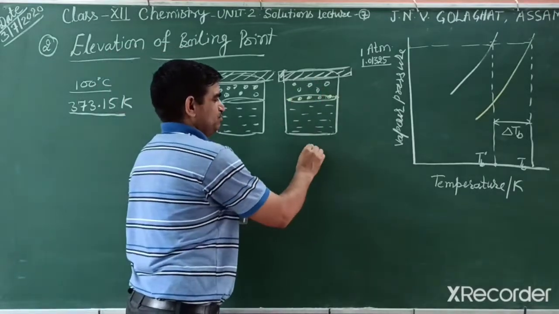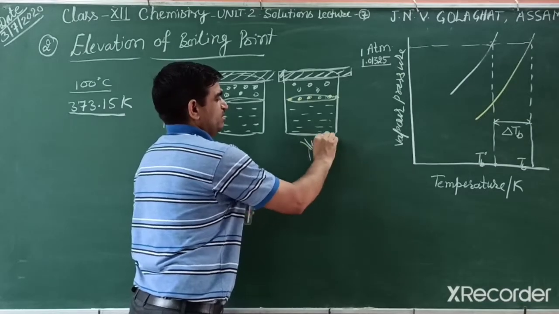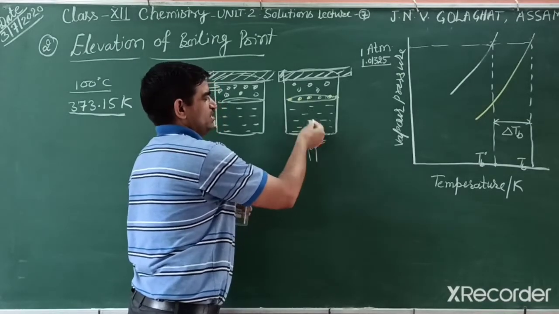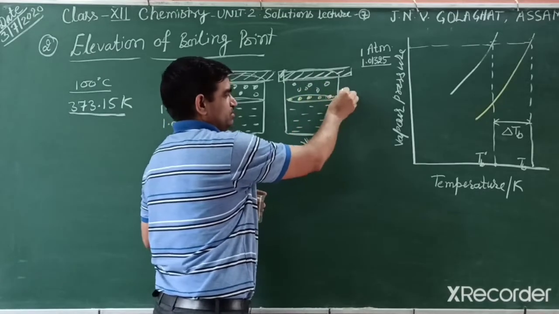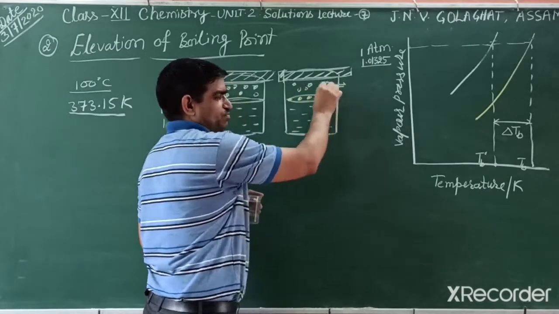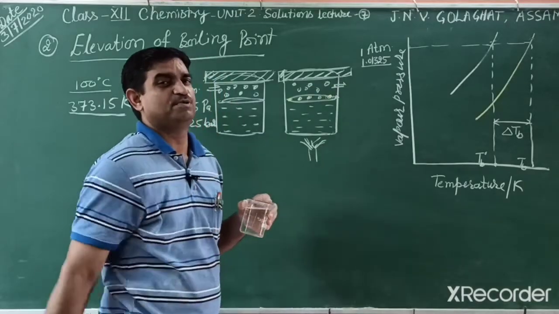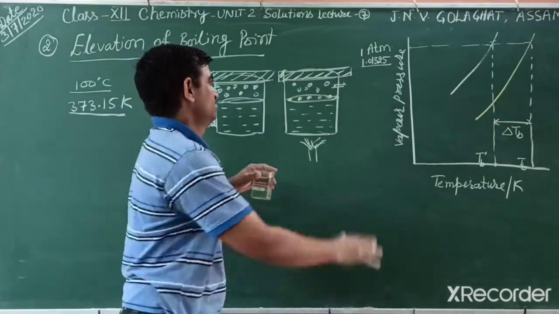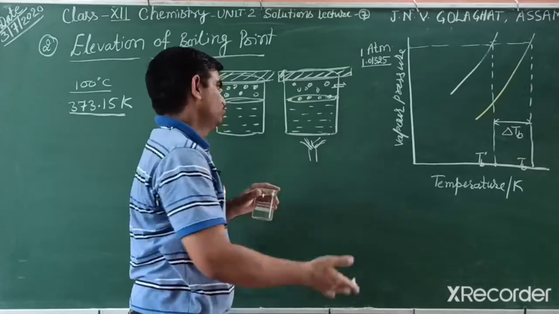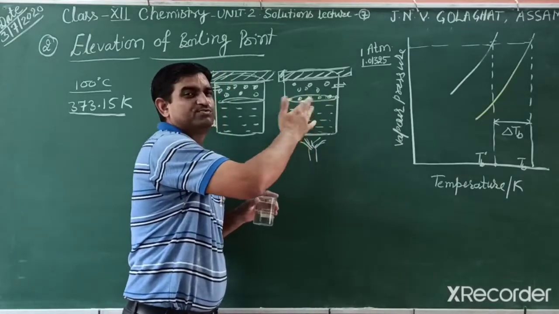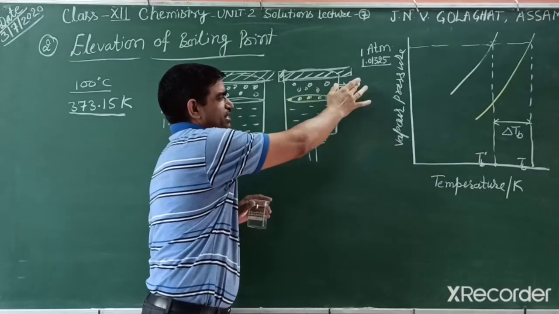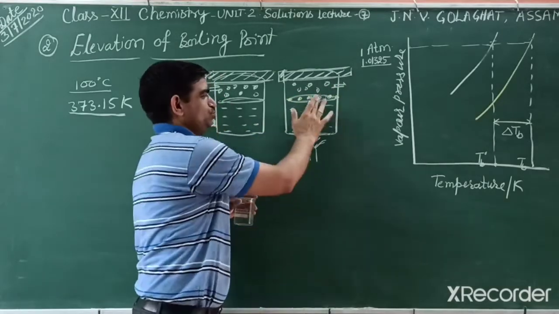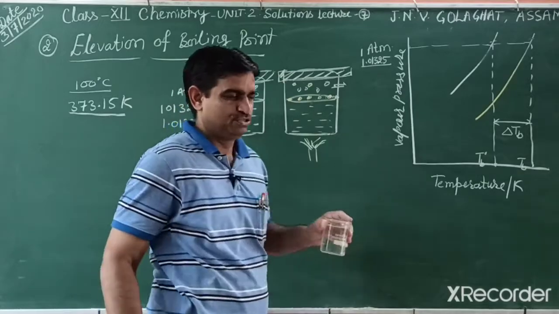What happens when we supply heat to this system? More molecules are vaporized, and the vapor pressure increases. If the outside pressure is 1 atmosphere, the temperature at which vapor pressure reaches it is the boiling point of this solution. So definitely the boiling point increases. Why? Because boiling point is the temperature when vapor pressure equals atmospheric pressure, and due to the solute the vapor pressure reduces.